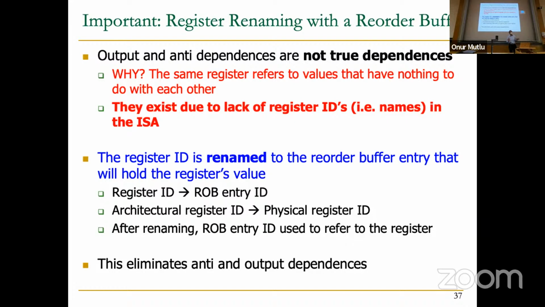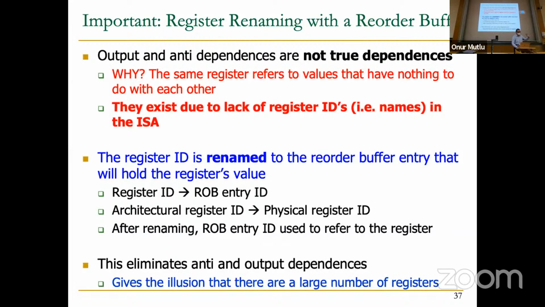Basically, you've eliminated anti and output dependencies. Register 3 is not register 3 anymore. Register 3, from your perspective as an instruction, is reorder buffer entry 2 if the value you need is coming from there. It is actually reorder buffer entry 55 if reorder buffer entry 55 is your producer. It's reorder buffer entry 100 if reorder buffer entry 100 is your producer. There may be multiple definitions of architectural register 3, and that's how we've eliminated those multiple definitions. There are even deeper things here that lead to different programming languages, but we're not going to talk about that.